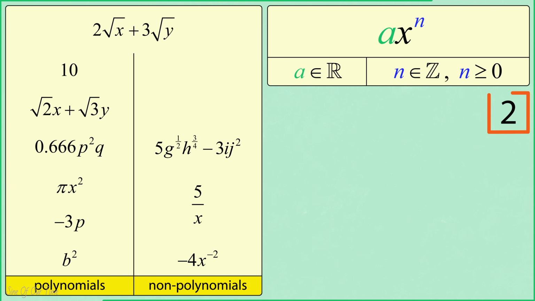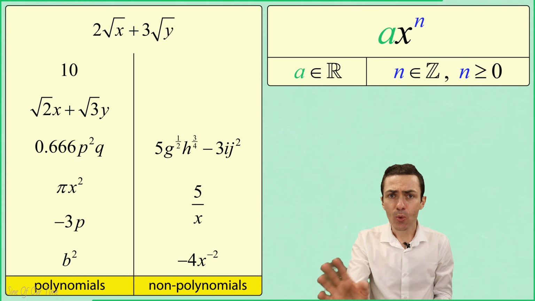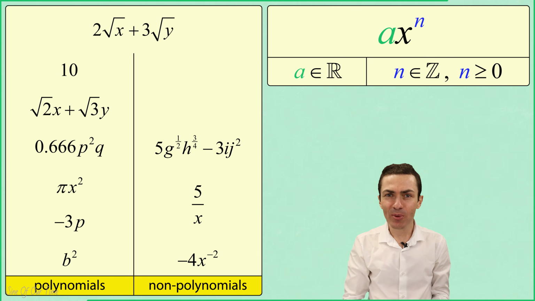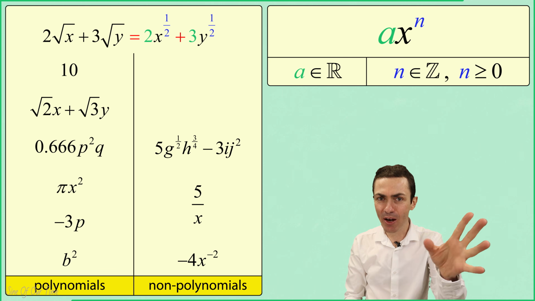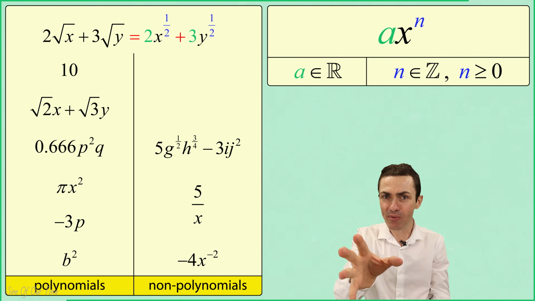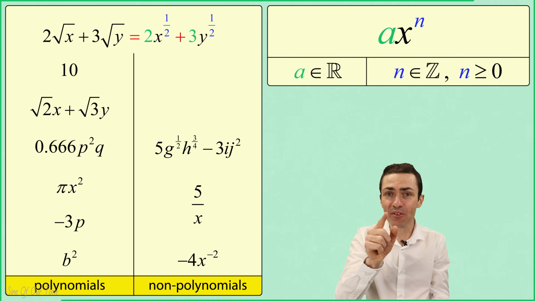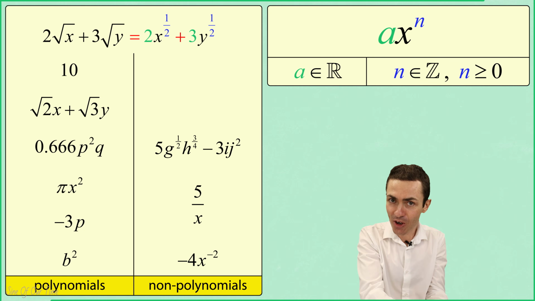No. We can never have the variables under square root signs, because if we change to exponential form, we have x to the power of a half and y to the power of a half. Those are fractions, and fractions are not allowed, which makes this a non-polynomial.